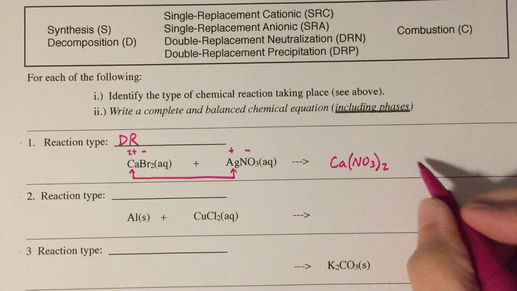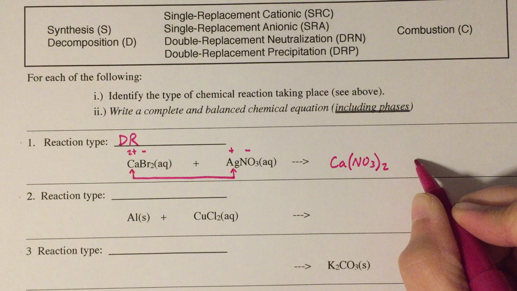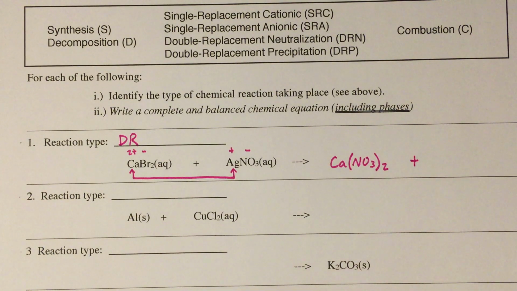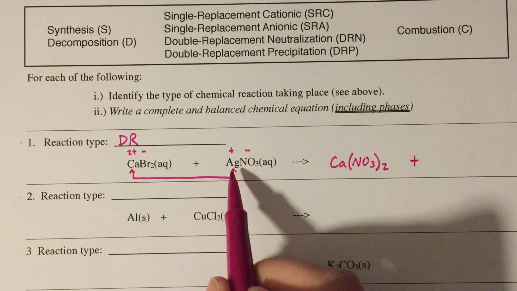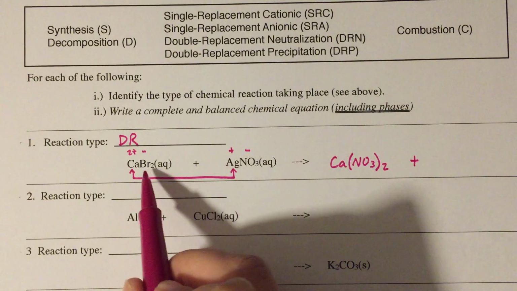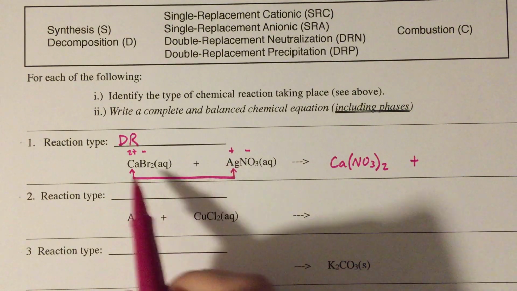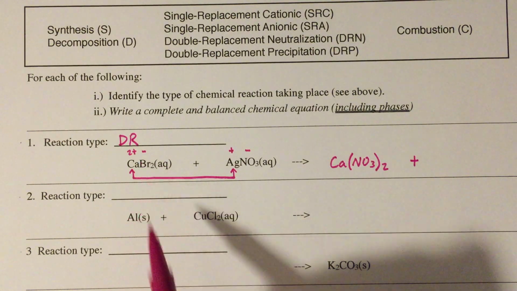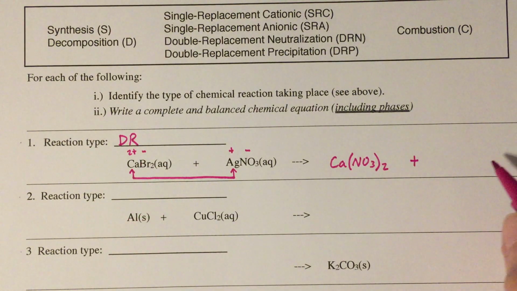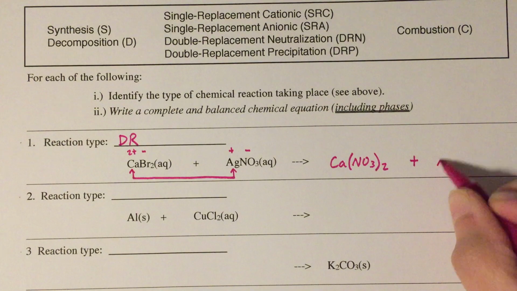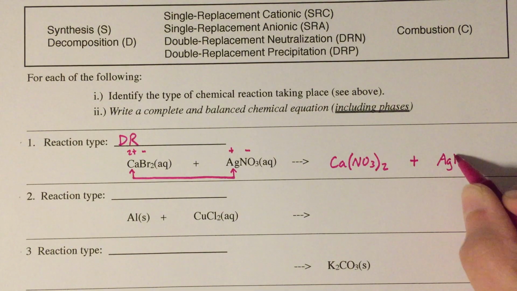And then I'm going to leave space for the phase there. And then the other product is going to be the combination of silver and bromide. So silver is a positive 1. Bromide is a negative 1. So those are already going to cancel out. So it's going to become AgBr.